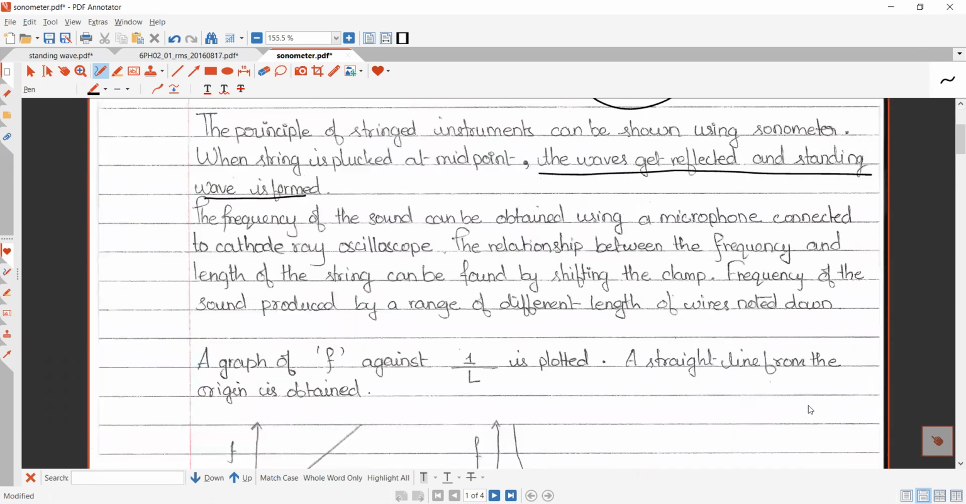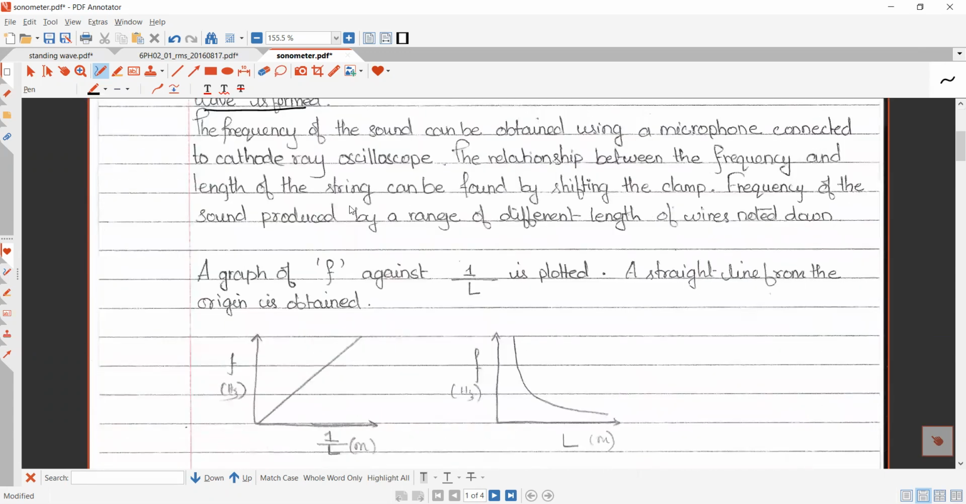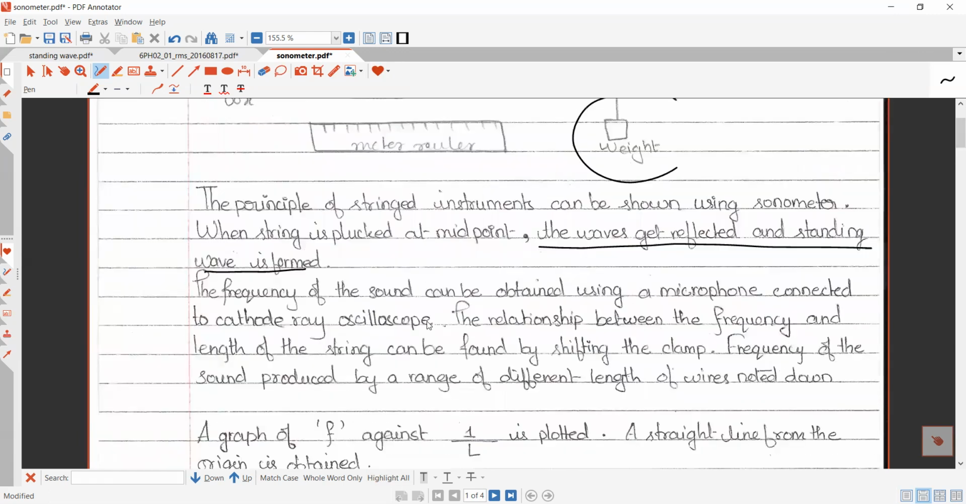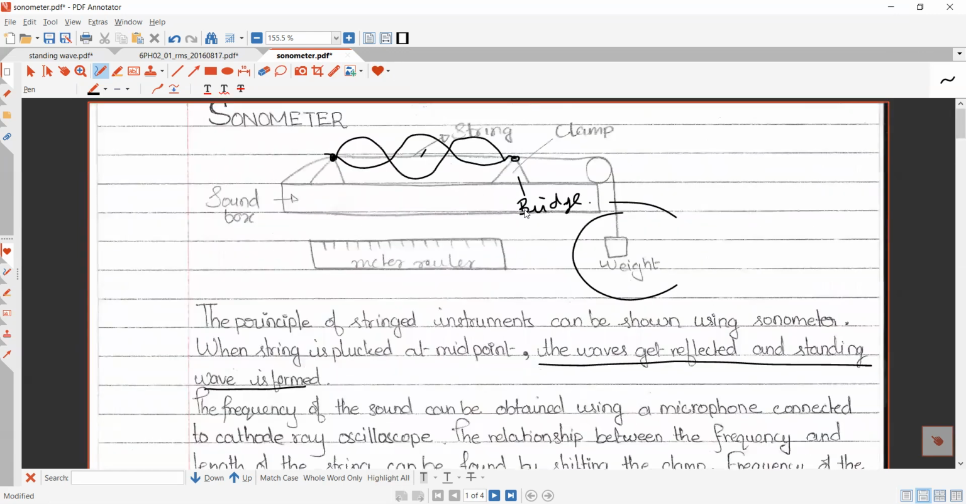Now you can see what they wrote. The frequency of the sound can be obtained by using a microphone. I am recording. Once you pluck it, you take a microphone and connect it to an oscilloscope. This oscilloscope will give you the frequency of the sound. Understood?